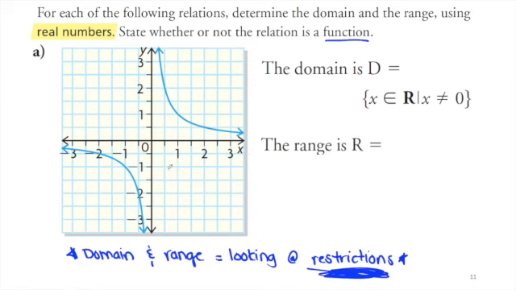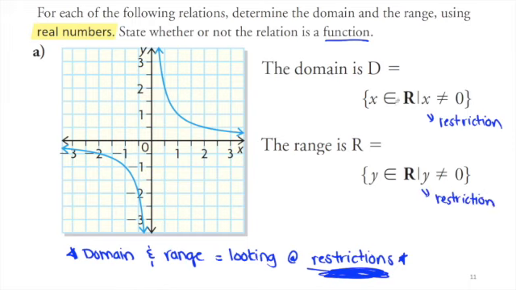Same with your range. Look at your y's. Your y's are going to get infinitely close to 0, but they're never going to equal 0. So this is a restriction on your graph. Remember that you are stating x is an element of the real number system, or x belongs to a set of real numbers, such that x cannot equal 0, and y is an element of the real number system such that y cannot equal 0. That is the notation you're using. Hopefully this does not look new to you. You would have seen it lots in grade 11.